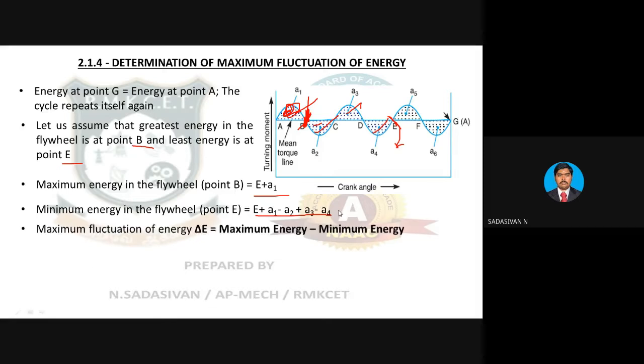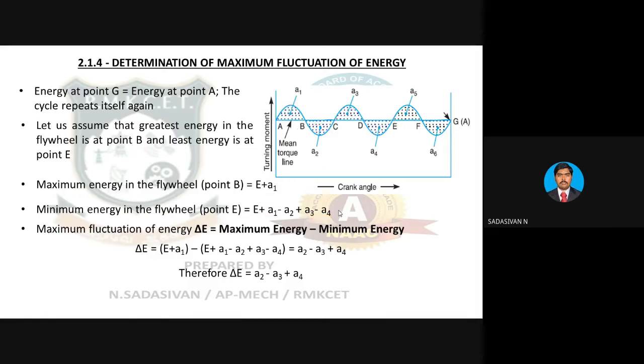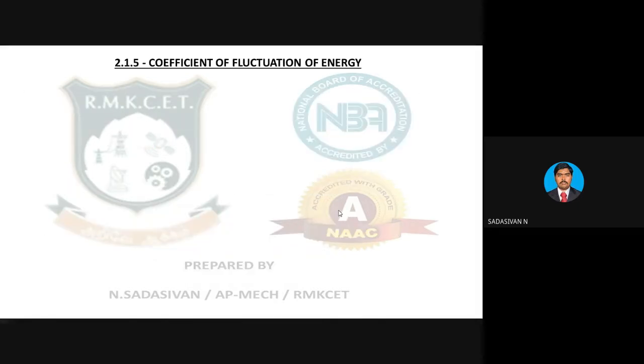So now what is delta E, or maximum fluctuation of energy? Maximum energy minus minimum energy, the difference. E plus A1 minus E plus A1 minus A2 plus A3 minus A4. So that is A2 minus A3 plus A4. That is delta E. With knowledge of the areas alone, you can find out the maximum fluctuation of energy for the given engine. It's simple plus minus. The addition and subtraction, you will understand when we go there.